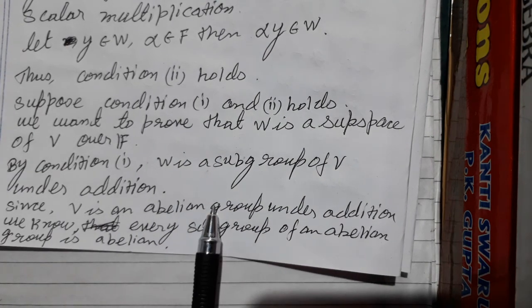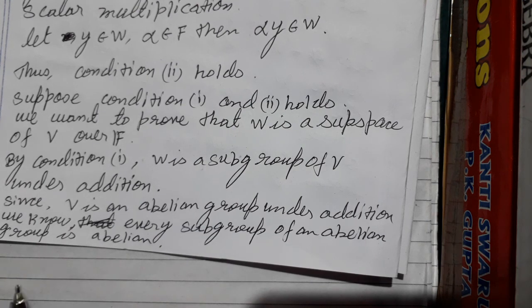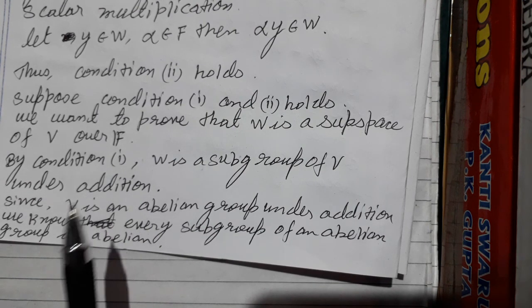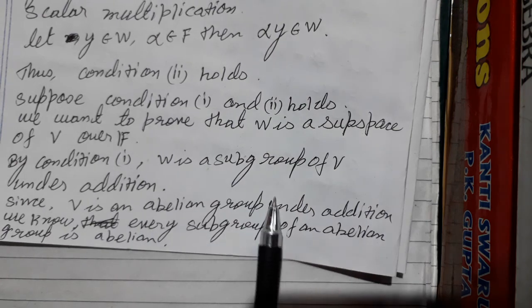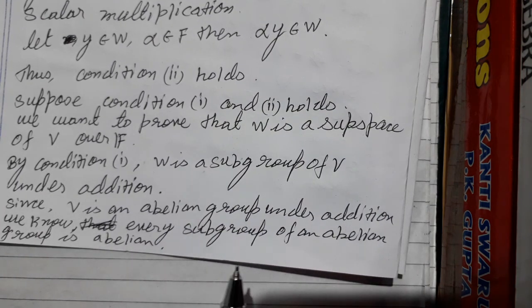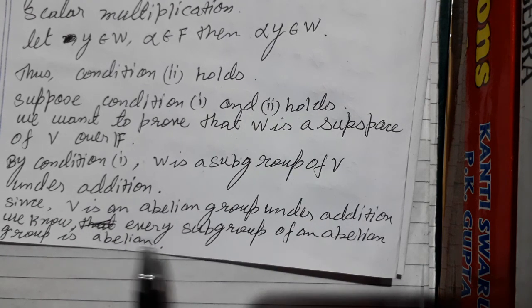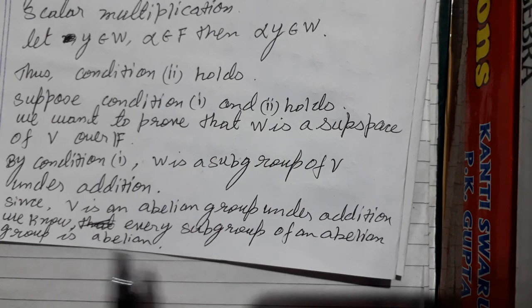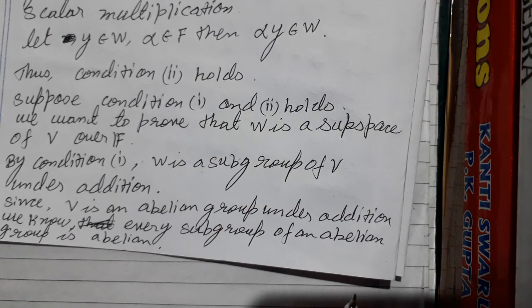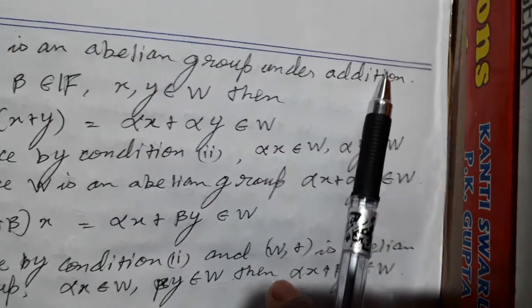Now V is an abelian group under addition, and every subgroup of an abelian group is always abelian. So that's why (W, +) is an abelian group under the same operation, addition.